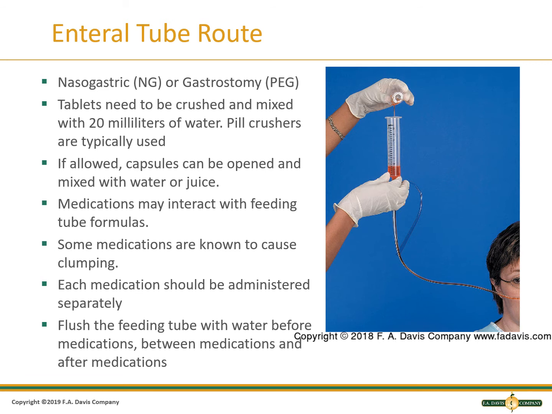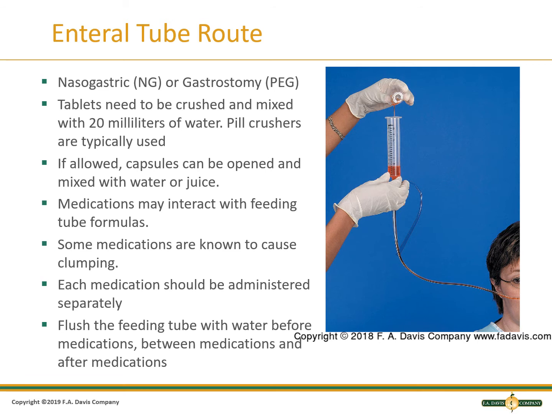Medications may interact with tube feeding formulas. This can lead to decreased effectiveness. Some medications are known to cause clumping, leading to obstruction in some cases. These meds should not be administered via enteral tube feeding. A list of these meds is available in your book in box 36.4 on page 801.